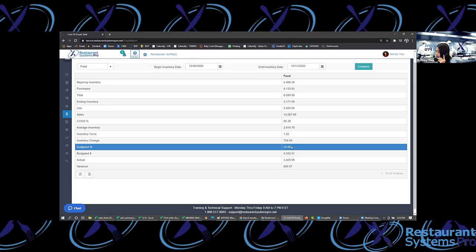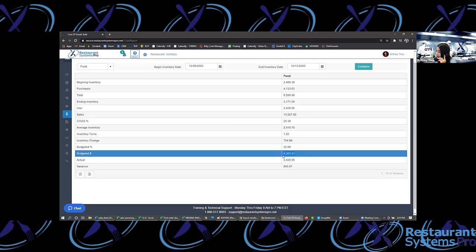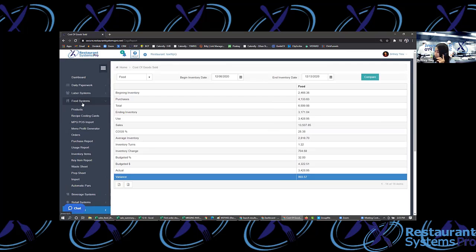My budgeted target for my food is going to be 32%. And with that amount of sales, that $13,000, it's telling me that you should have used $4,300 worth, but you actually used this amount. And so that's what gives us our variance of almost $900. Usage report. This is one of my all-time favorite reports.